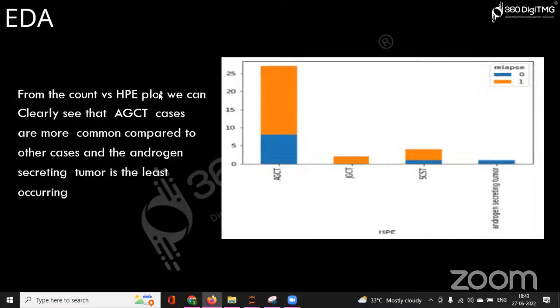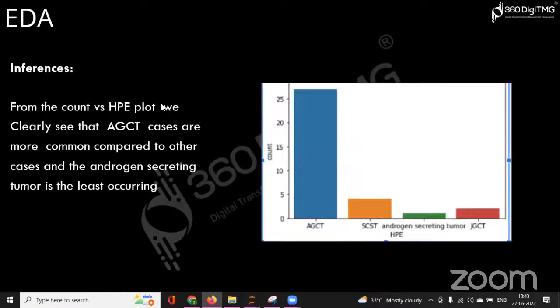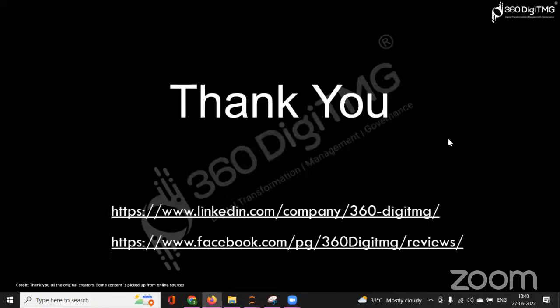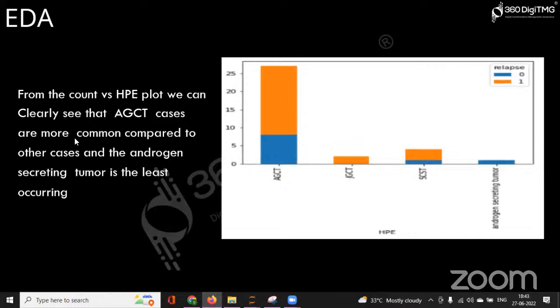From this, what can you infer? I've written down what I can infer, and if you have others, you can simply note them down. From the count versus HPE plot, we can clearly see that AGCT cases are more common compared to other cases. From the surgery relapse group plot, we can say that relapse cases are high among the people who did not complete the surgery. For them the relapse cases are a bit higher compared to other people. After going through this data set, you can simply do exploratory data analysis, that is EDA, and come up with inferences just by observing the data.